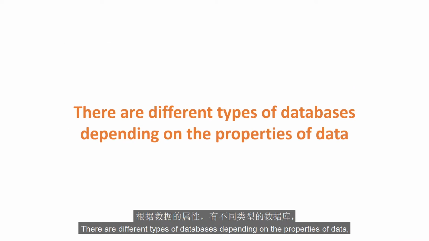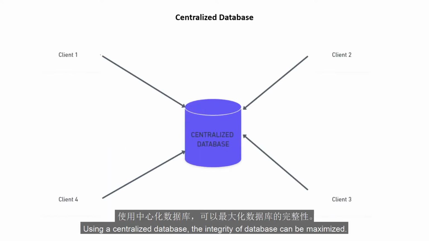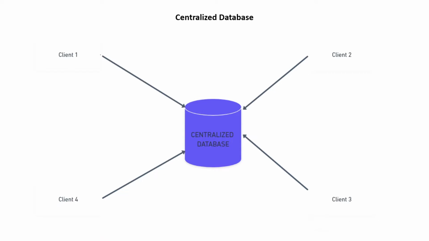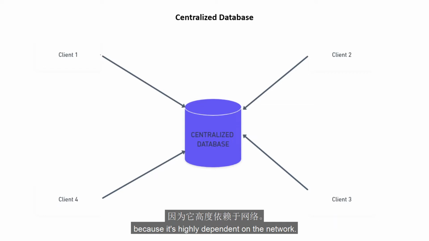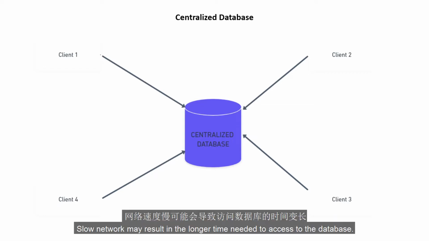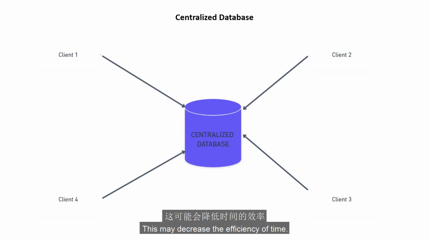There are different types of databases depending on the properties of data. For example, centralized database. Using a centralized database, the integrity of the database can be maximized, but there are some disadvantages of the centralized database. Because it's highly dependent on the network, a slow network may result in longer time needed to access the database. This may decrease the efficiency of time.